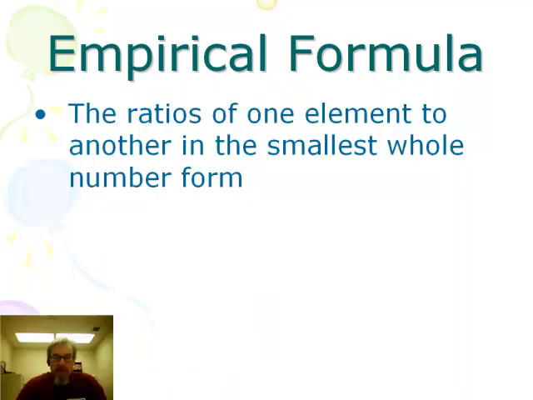Second thing we're going to look at today is empirical formula, which is almost the exact opposite of percent composition. In percent composition problems, we started with a formula and ended with a percent by mass. Here we start out with mass quantity, then we end up with a formula of some kind. This is what the empirical formula is. It's defined as the ratio of one element to another in the smallest whole number form.